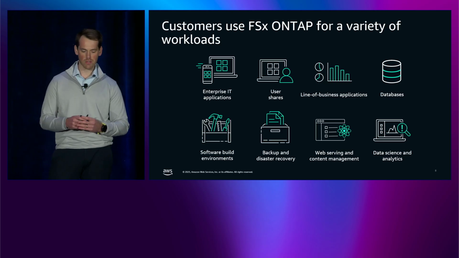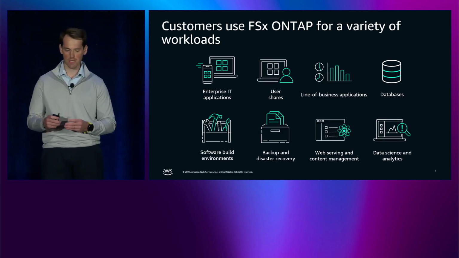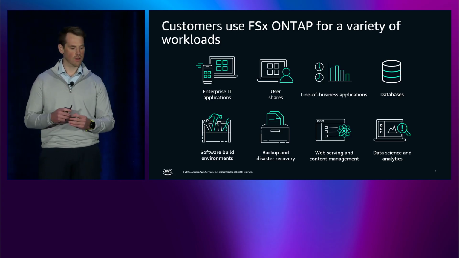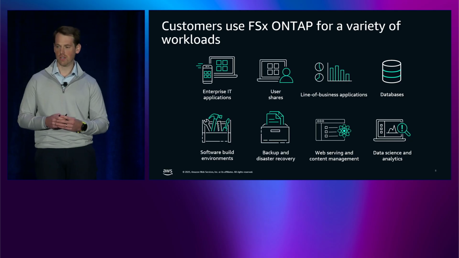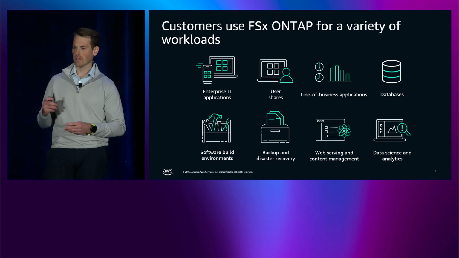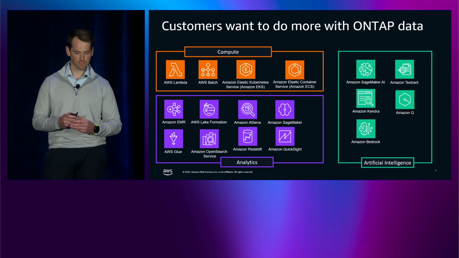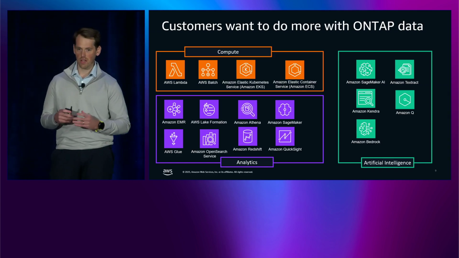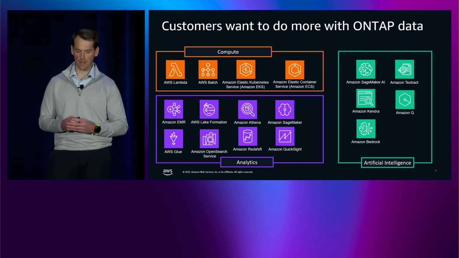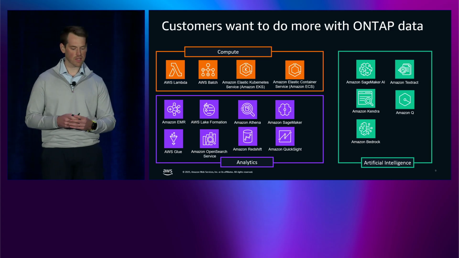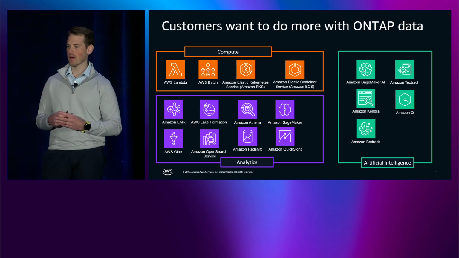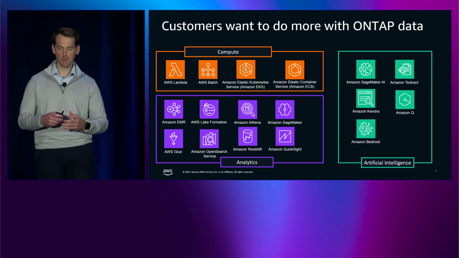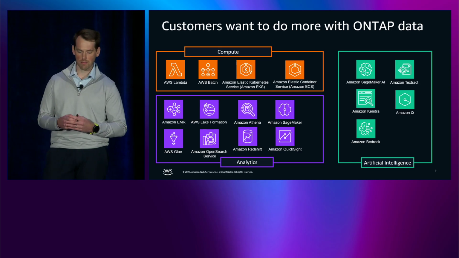Customers are able to power these critical applications with FSx ONTAP today in the existing set of native AWS security, compute, monitoring, and data management services such as AWS Directory Services, CloudWatch, and AWS Backup. Beyond these existing file-based applications and services, customers want to be able to do more with their data. Over the years, AWS has built a wide range of AI, ML, and analytics services that integrate with S3. And customers want to be able to use these services with their ONTAP data.